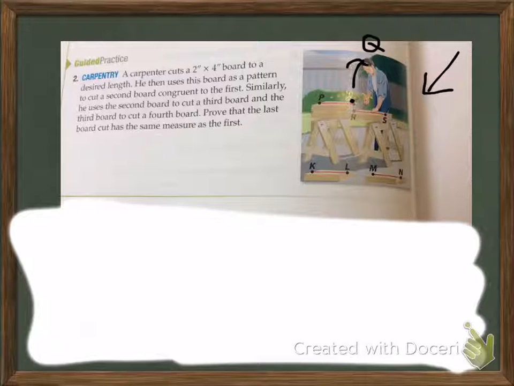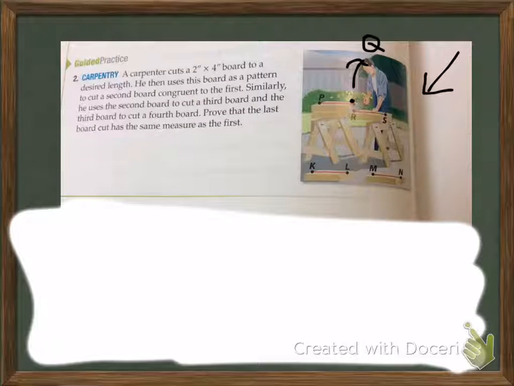So similarly, he uses the second board to cut a third board and the third board to cut a fourth board. So we need to prove that the last board cut has the same measure as the first. So we're going to go through and make a proof proving that.